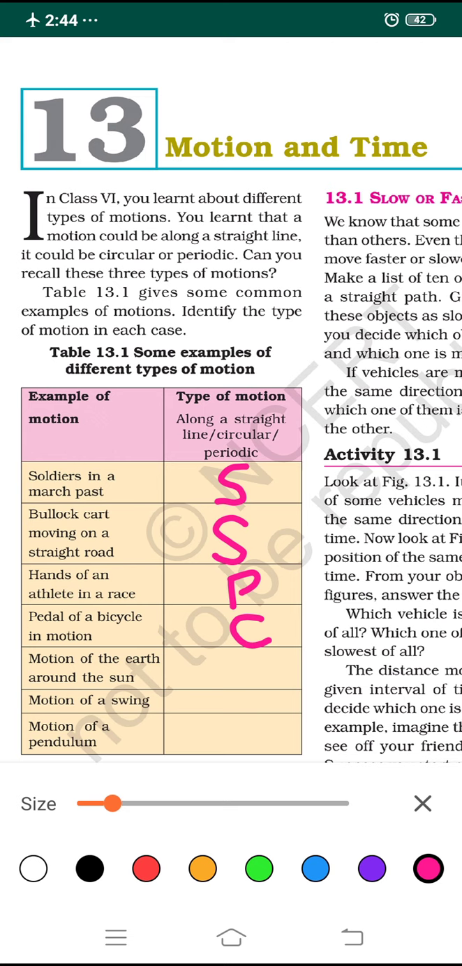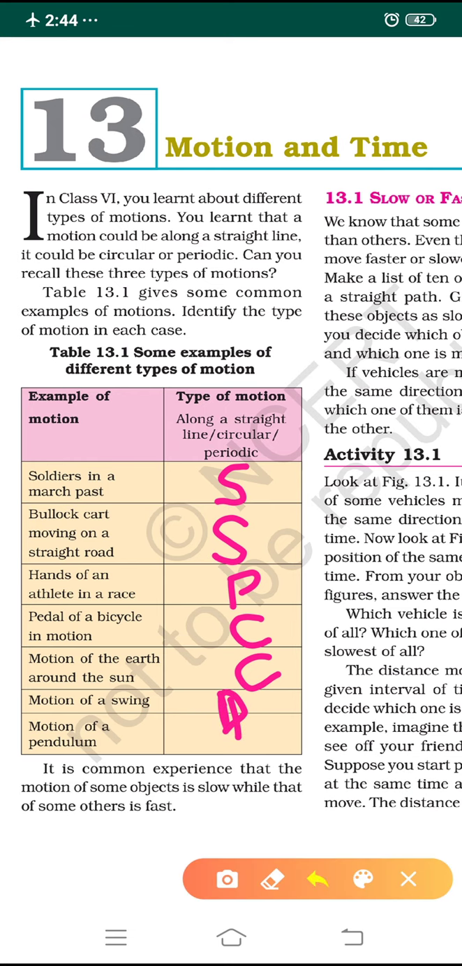Motion of the earth around the sun is also a circular motion. Then motion of a swing. It goes up and comes back, goes up and comes back. What kind of motion is it? Periodic motion. I am writing here periodic motion. Motion of a pendulum is also a periodic motion.